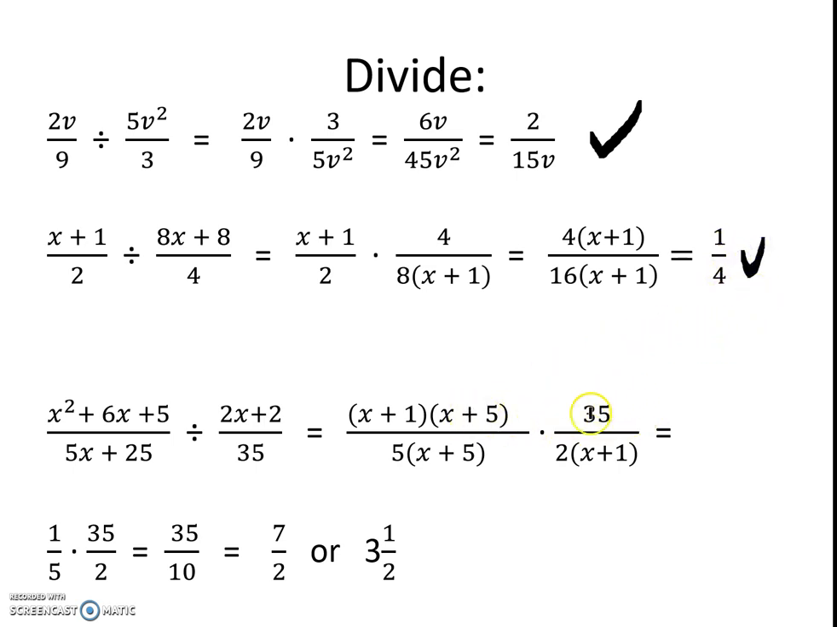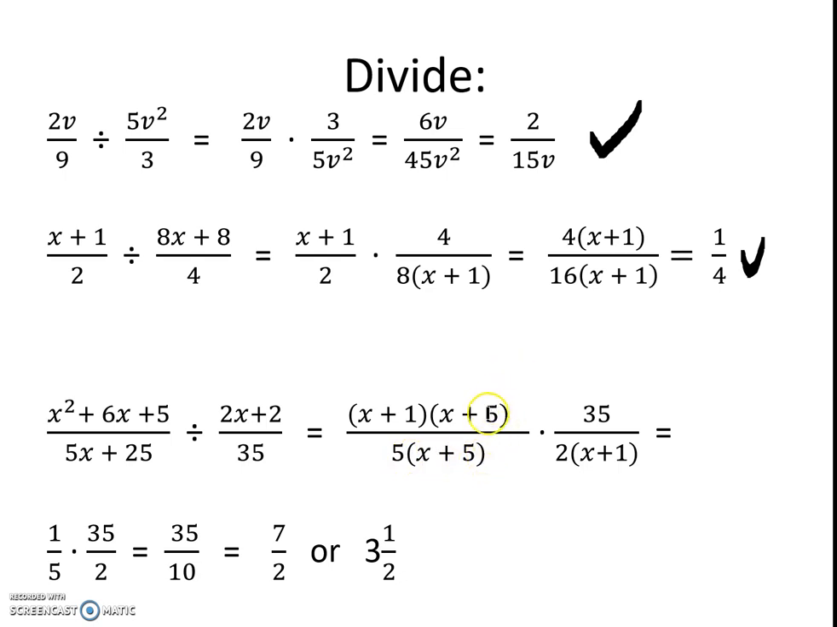The next problem, we do flip that second one exactly like we did the other, but I went ahead and factored that x squared plus 6x plus 5. It factors into x plus 1 times x plus 5. And in the denominator, 5x plus 25, I factored out the greatest common factor, which was 5. So in the denominator, we have 5 times x plus 5.